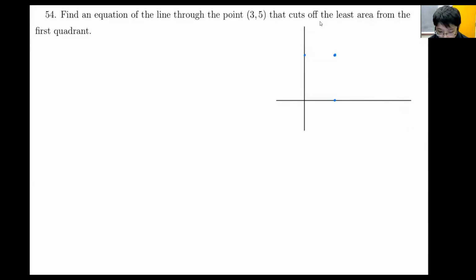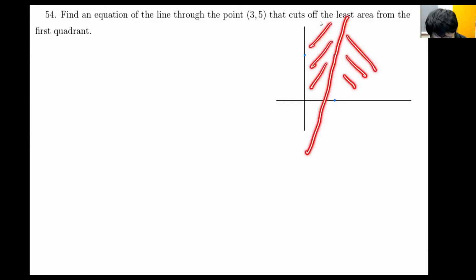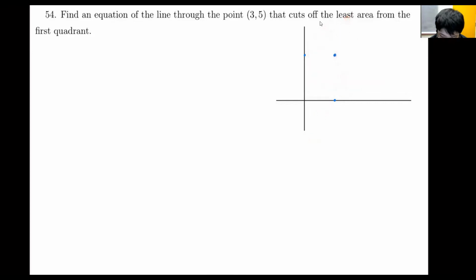On the other hand, what happens if we have a line of positive slope? In this case, the first quadrant is cut into two parts, but each part has infinite area. So no matter which part is considered to be cut off, we will not bother with this situation. Let's simply focus on the case of negative slope.